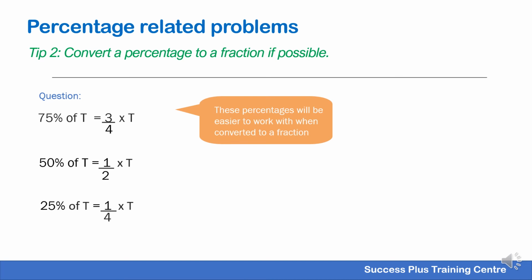Tip number 2, convert a percentage to a fraction when possible. In some cases, it would be a lot easier to work with fractions than with percentages, particularly in those three cases. So when you're asked for 75% of any value, it would be easier to work with 3/4 of that value, 50%, which is half, and 25%, which is a quarter. So 75% of t equals 3/4 times t, 50%, which is half, times t, and 25% of t, which is equal to 1/4 of t.